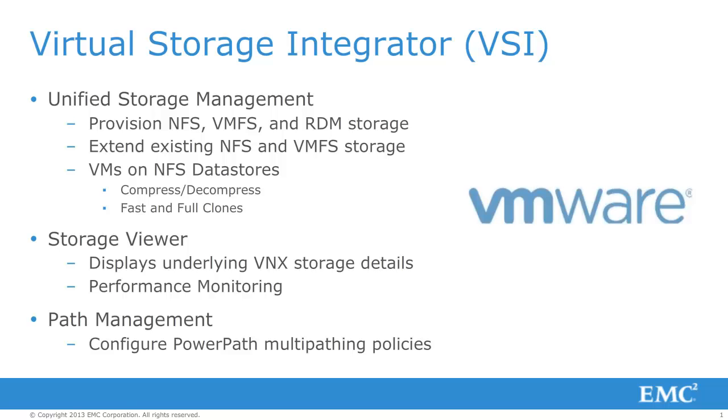Cloning is done on the VNX instead of the ESX server. This reduces network traffic and offloads the work to the VNX. Fast clones use snap versioning technology to quickly create thin clones from a gold copy, which is typically used to deploy virtual desktops. A full clone is the exact copy of a gold VM.